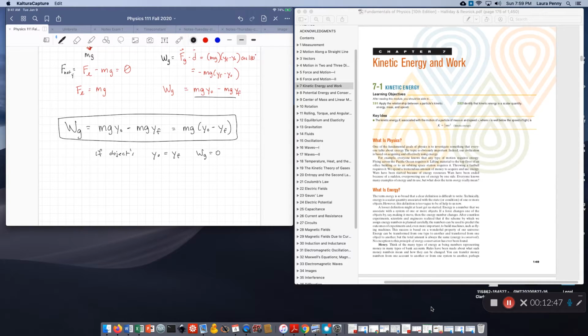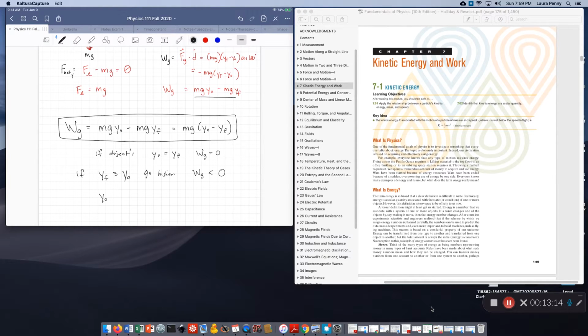It's trying to make you go from a higher height to a lower height. If you go against that, if you have y final, which is greater than y initial, right? You go higher. Your object ends up going higher, then that means your gravitational work is negative. Gravitational work didn't help you here. Gravity's actually trying to stop you.